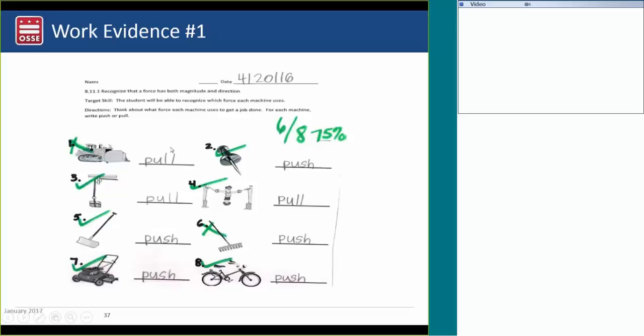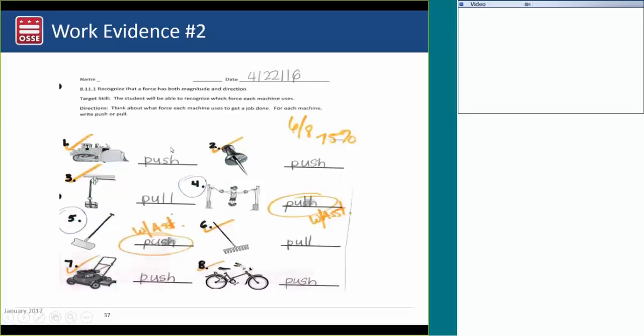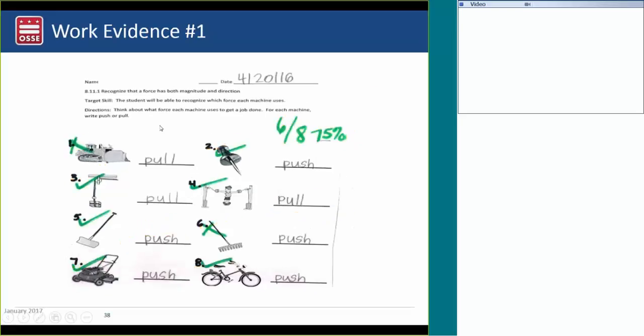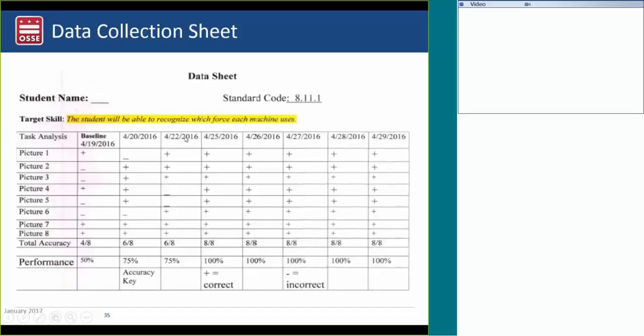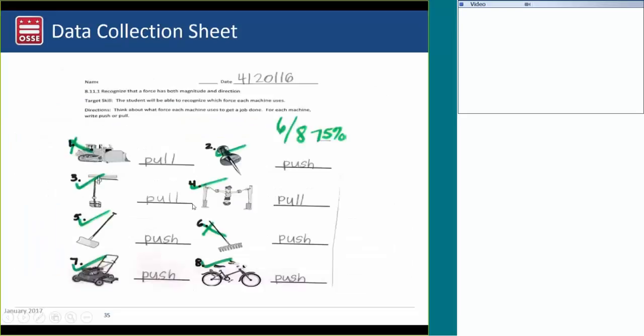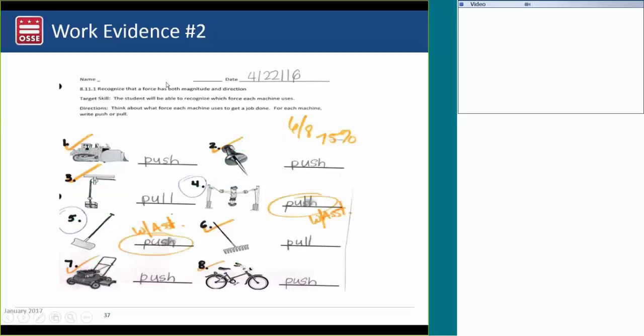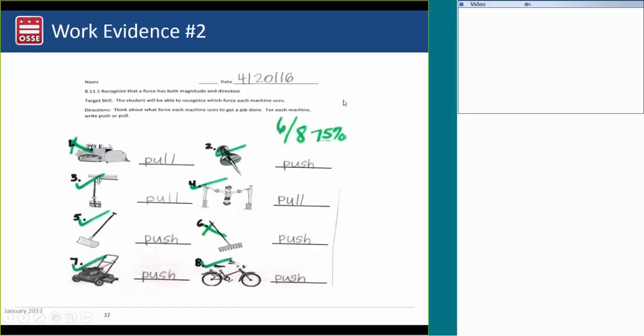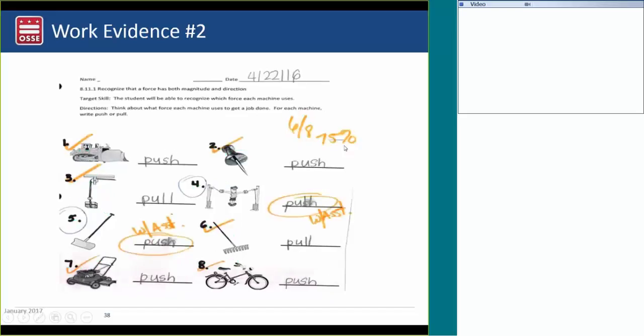This matches. Now we have 422. Again, all the essential pieces are here. I go back to my data sheet. Here's 422. 6 out of 8, 75%. So this one matches. I'm not going to go through all of these. I'll go through all of these with you, but I'm not going to go back and forth each time. Know that these all match up. So for 420, for 422, we had 75%.